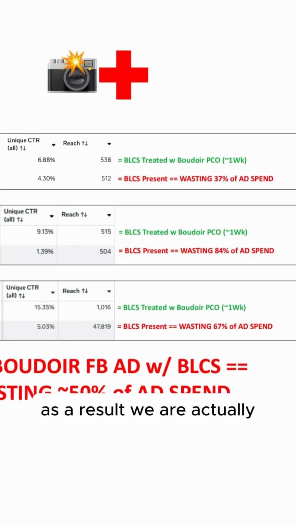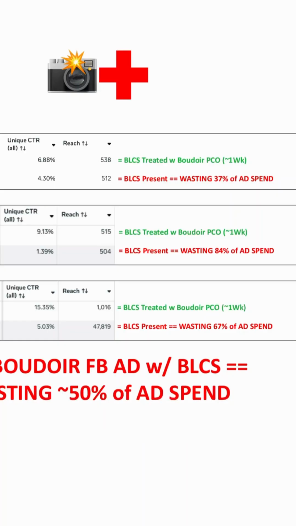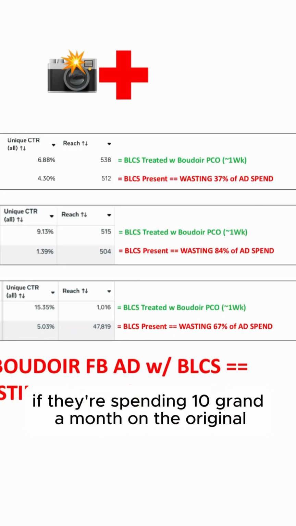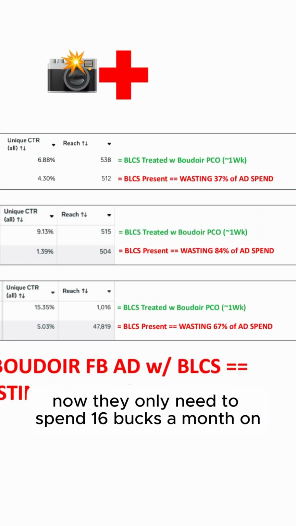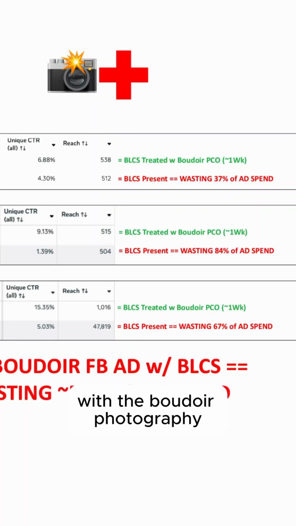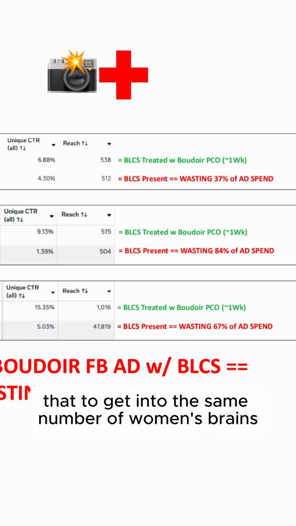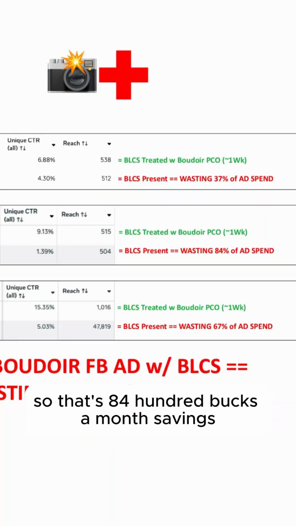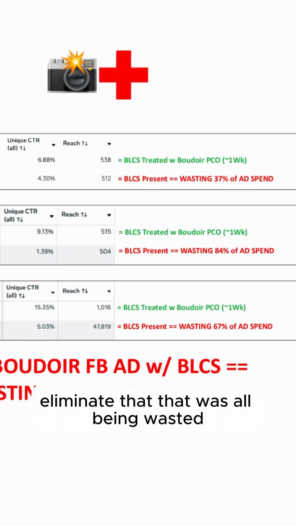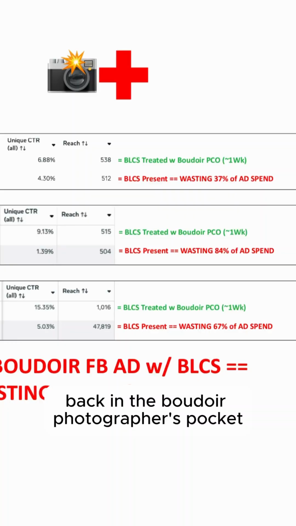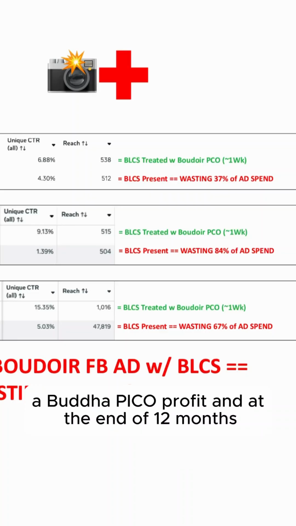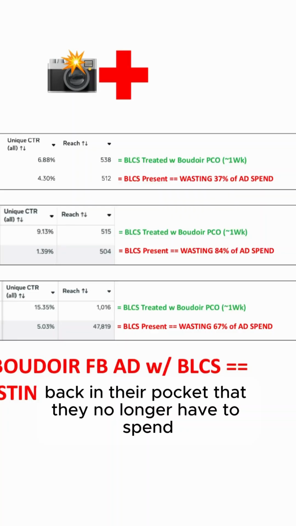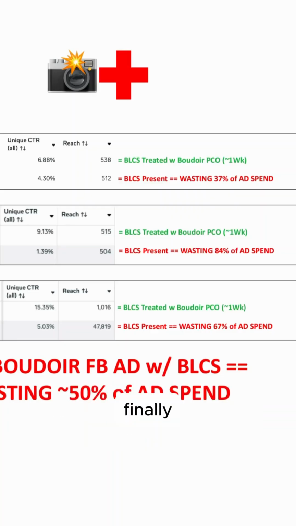And as a result, that means that if they're spending 10 grand a month on the original Boudoir Facebook ad, now they only need to spend $1,600 a month with the Boudoir Pico treated ad to get into the same number of women's brains. So that's $8,400 a month savings. They no longer have to spend. Eliminate that. That was all being wasted, back in the boudoir photographer's pocket every single month. And it was like a phantom profit, a Boudoir Pico profit. And at the end of 12 months, it's like a 100K bonus back in their pocket that they no longer have to spend.